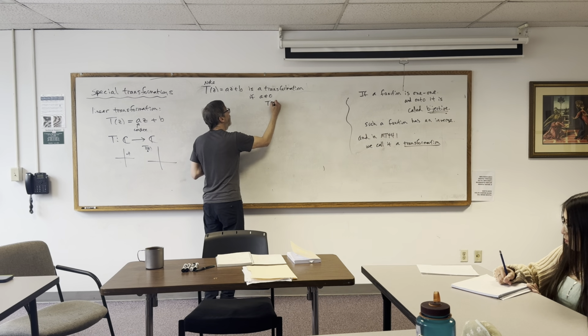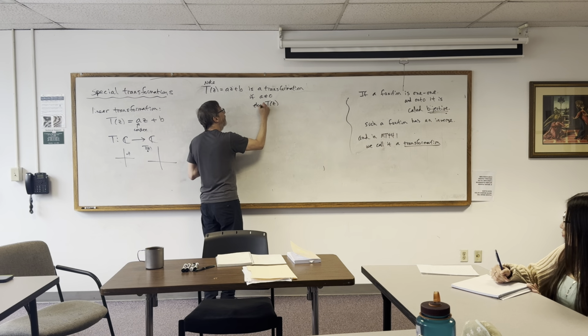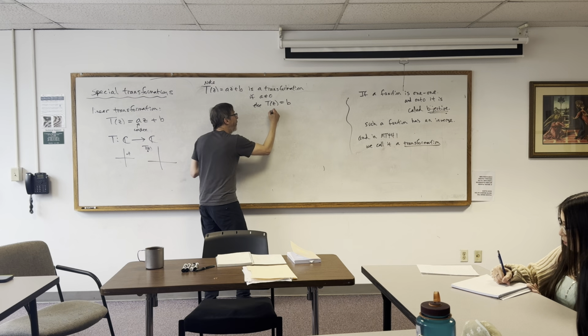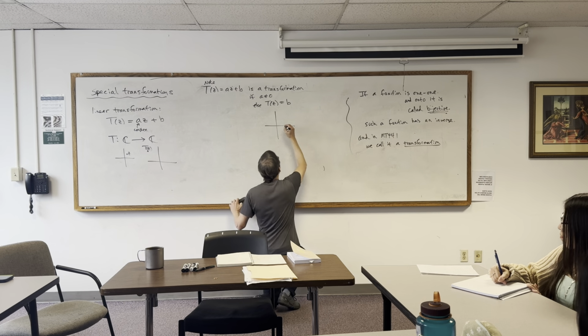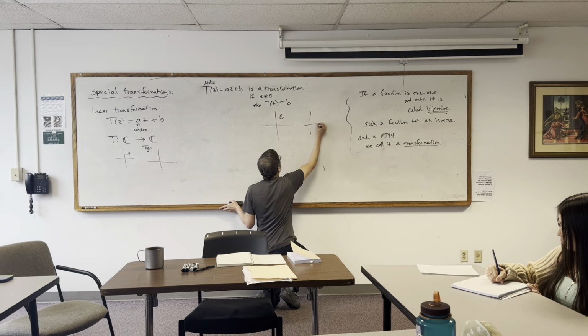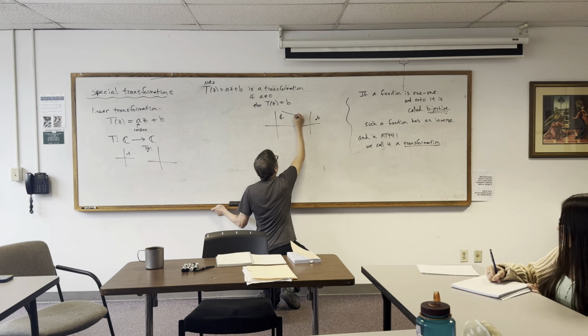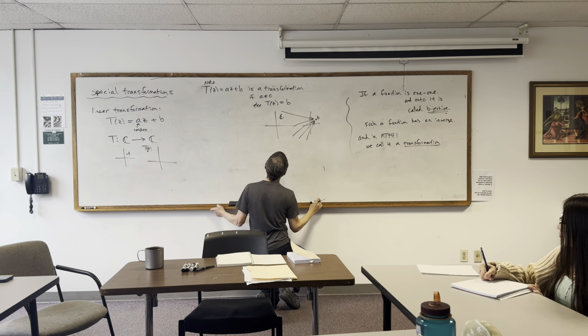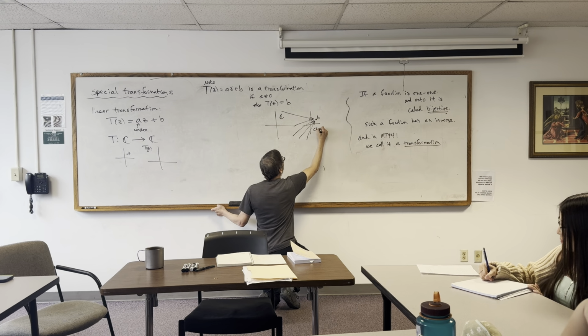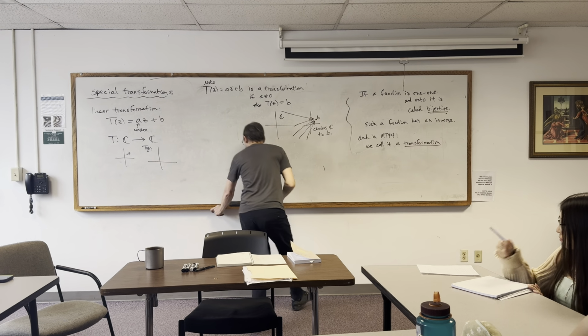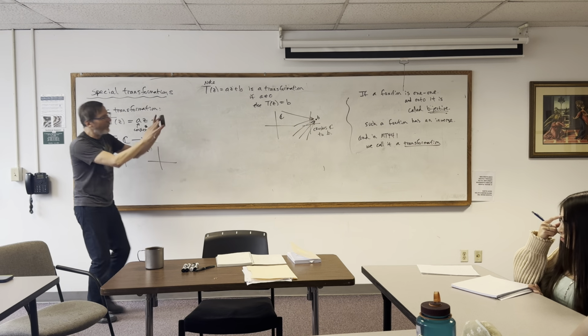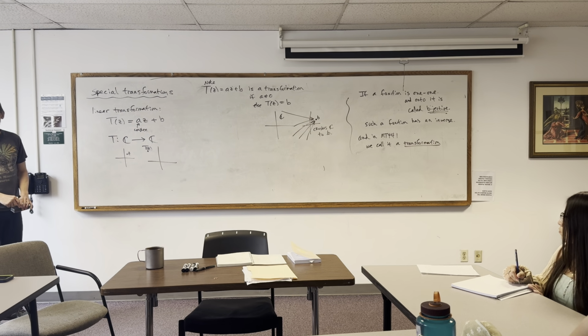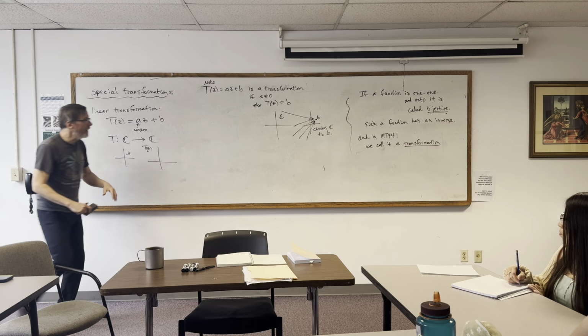Otherwise, T of Z just looks like this, and it crushes the entire complex plane into a tiny little point over here, B. And that's not 1-to-1, that's infinitely many to 1. We don't want that. So it crushes C to B. We want our whole plane back when we're done. So that's just one little note.